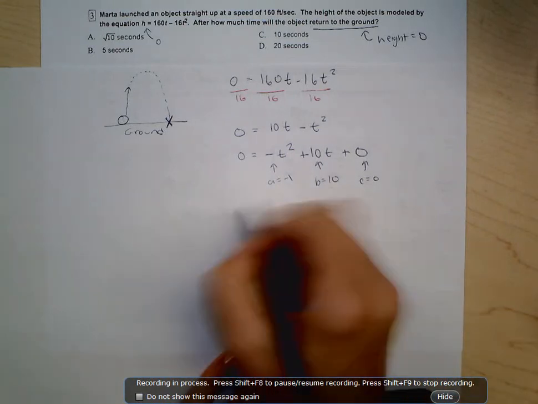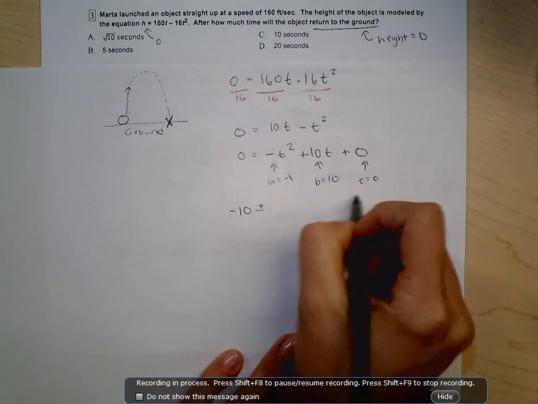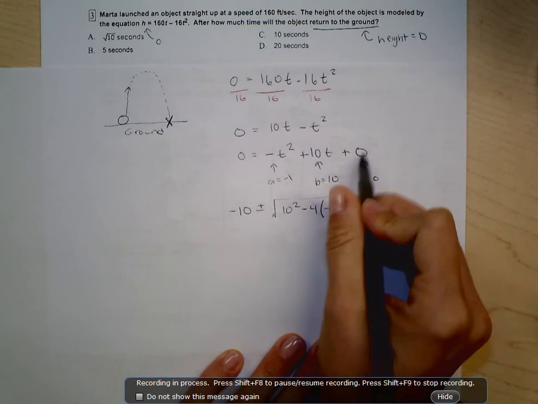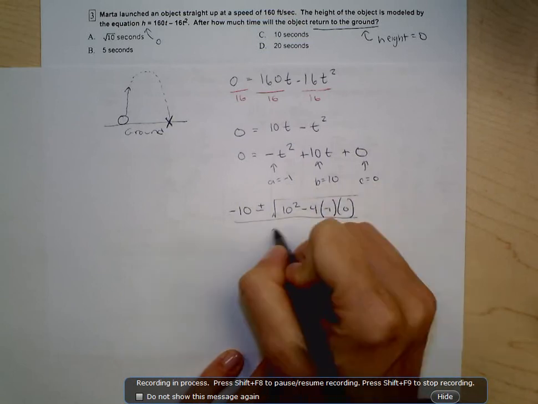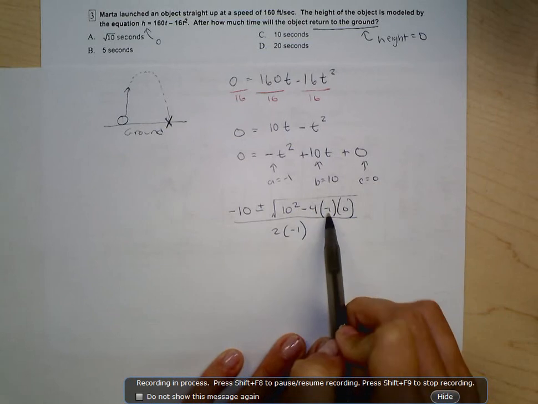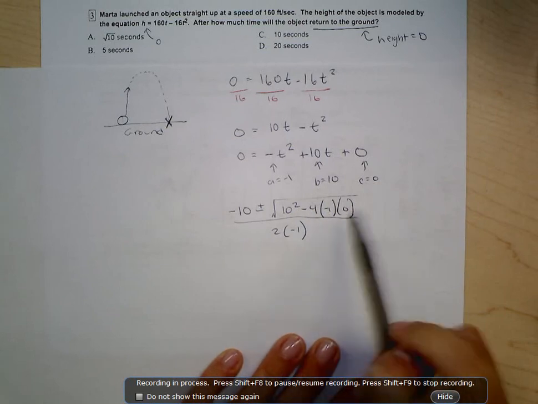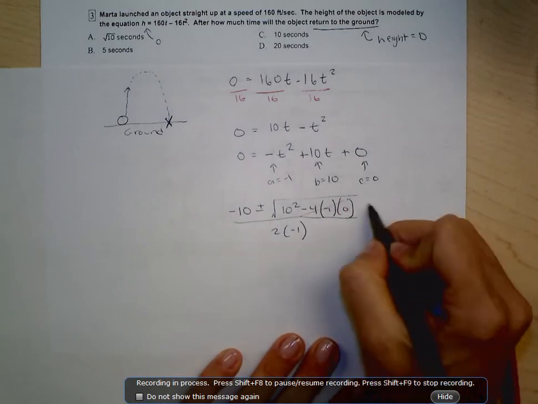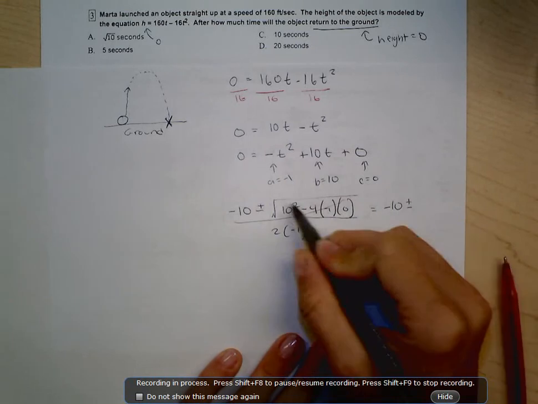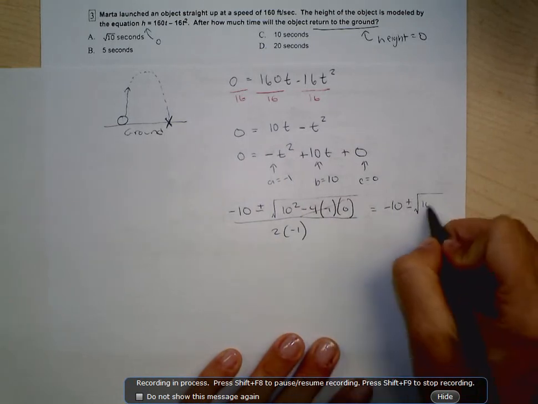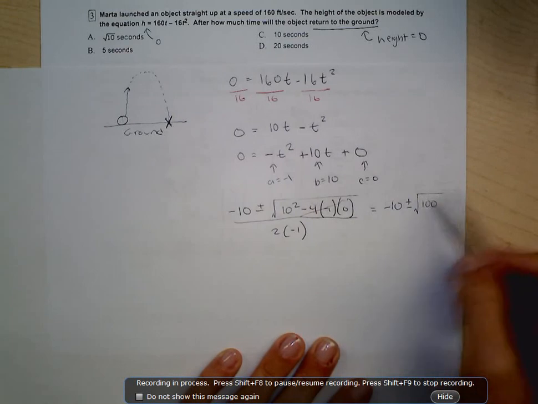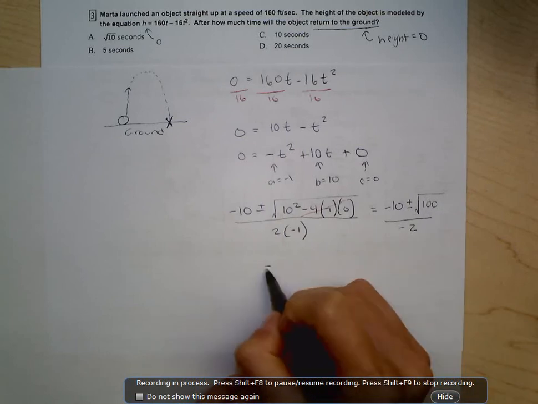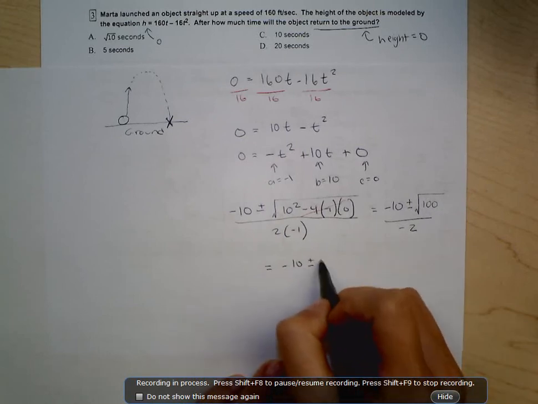So we have negative 10 plus or minus the square root of 10 squared minus 4 times negative 1 times 0, all over 2 times negative 1. Because of negative 4 times negative 1 times 0, there's a 0 here, so this whole term is going to go to 0. So that means I have negative 10 plus or minus the square root of 100 plus 0, over negative 2. The square root of 100 is 10. So I have negative 10 plus or minus 10 over negative 2.